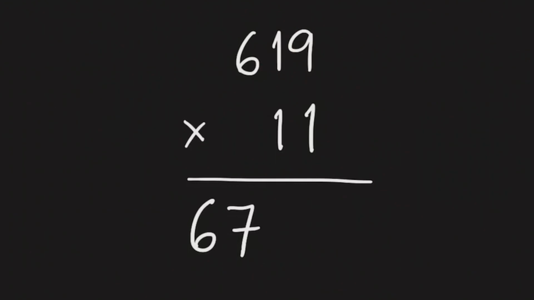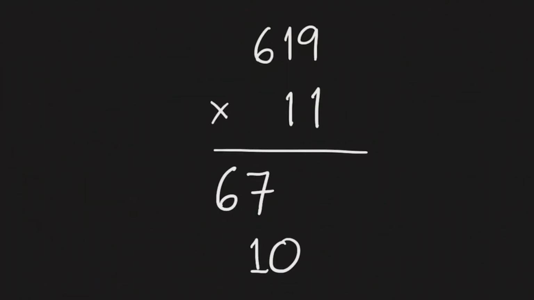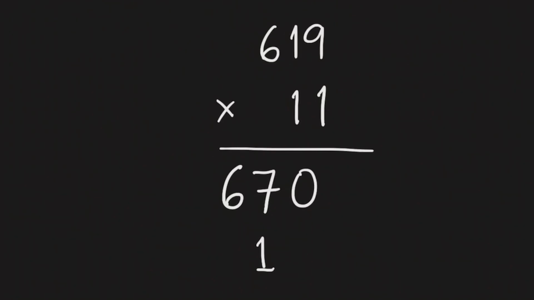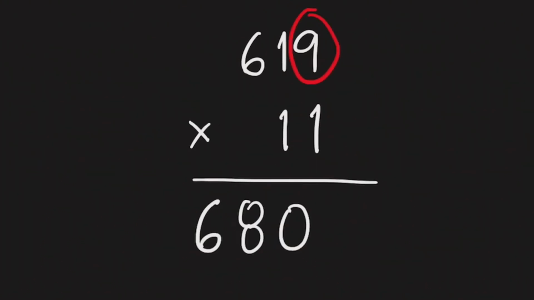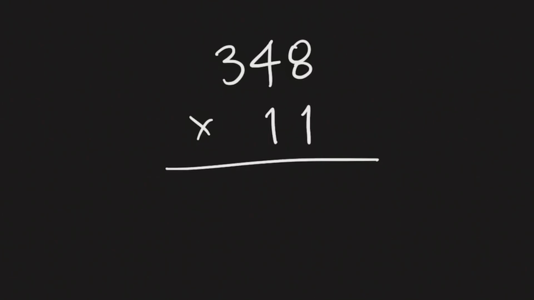In this case, since we have two digits, the 0 comes up here, and the 1 goes up to 7, which gives us 8. And the last digit of the multiplicand, which is 9, will go down in here. Therefore, the result will be 6,809. Let's look at another example. Let's say we have 348 times 11.